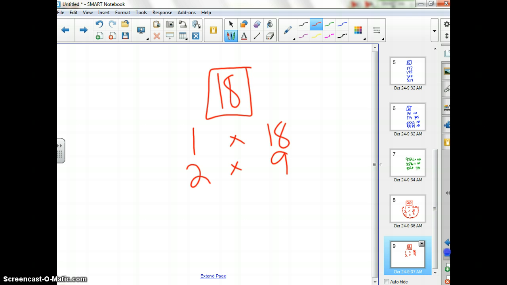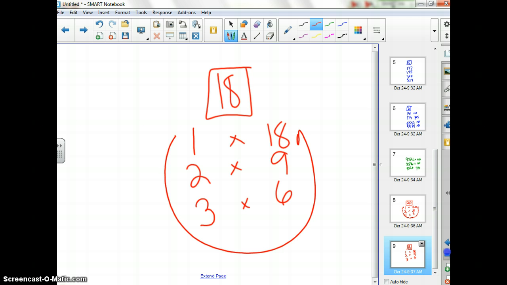Now, is there any number between 2 and 9? Any number that you can think of? Alan? 6. Yep. 6 times what? 3. Okay, so I'm going to put the 3 here and the 6 here because they're all in order. Is there any number between 3 and 6 that would work? Yeah. What? 4. 4 times what gives you 18? Oh, not 9. Oh, never mind. That's okay. We're done.